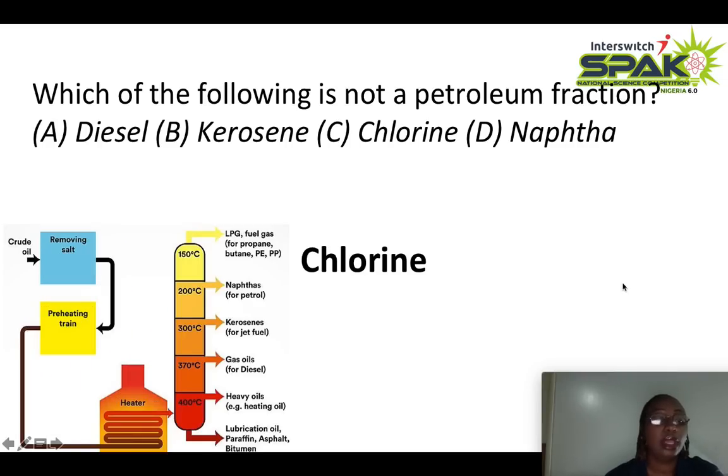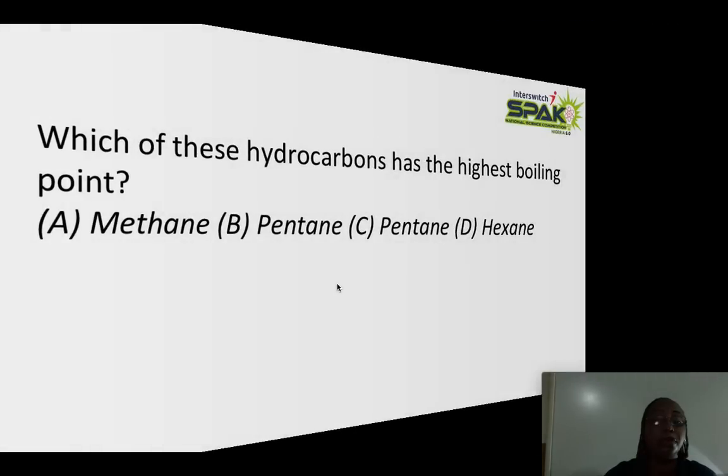Okay, this is fractional distillation of crude oil, in which we have our natural gases, followed by naphtha and kerosene. Naphtha is used for petrol, kerosene for jet fuel. We have gas oils for diesel, heavy oils, and lubricating oil. You can also have bitumen, which is used in making or tarring of roads. So this is a reminder of fractional distillation of crude oil. Chlorine is not a petroleum fraction at all.